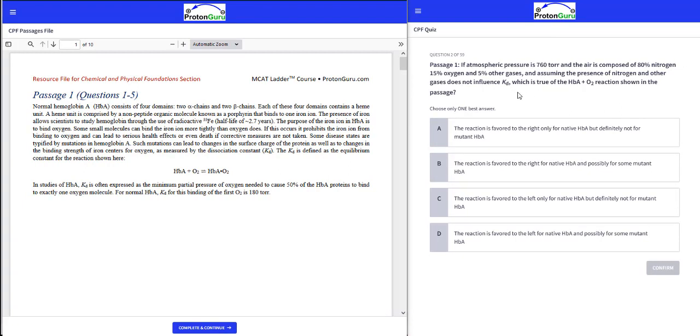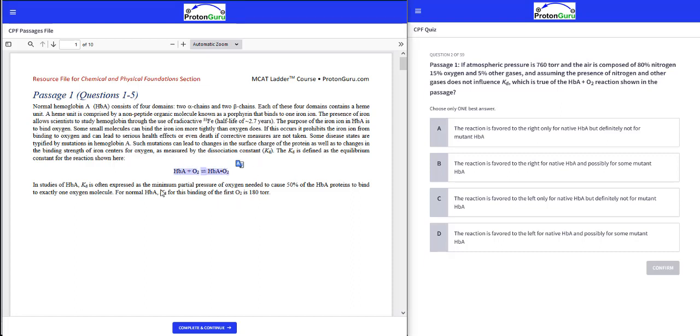So question 2 is asking us, if atmospheric pressure is 760 torr and the air is composed of 80% nitrogen, 15% oxygen, and 5% other gases, and assuming the presence of nitrogen and other gases does not influence Kd, which is true of the hemoglobin A plus O2 reaction that's shown in the passage? So that's referring to this reaction right here.